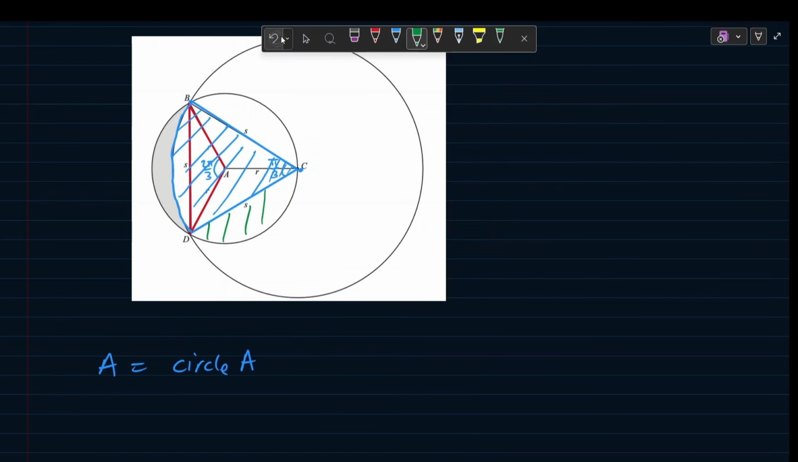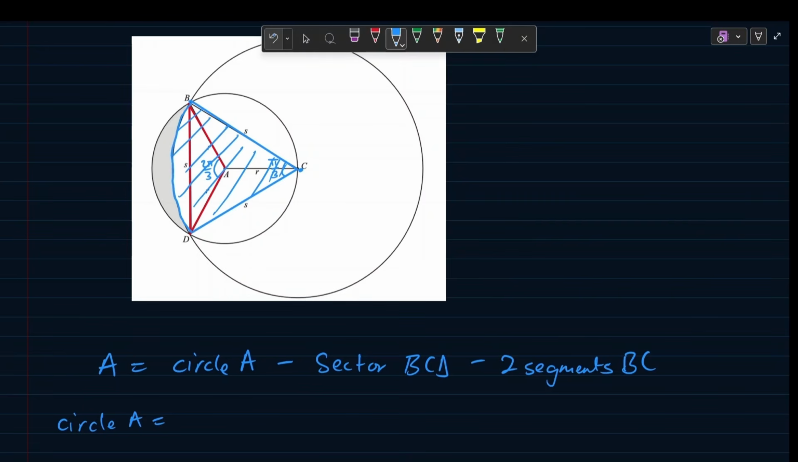So I'm gonna just write the expression out as it's going to be the circle A minus our sector BCD minus our two segments. So I'll use the segment BC, which is this one here, right? So minus two segments BC. So let's start by finding the area of circle A.